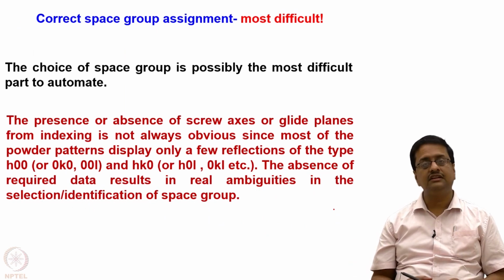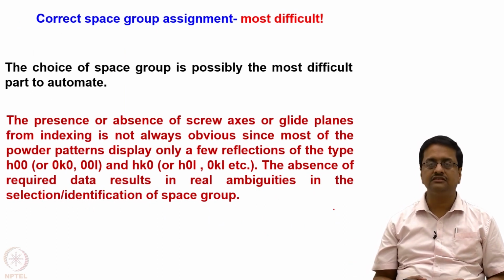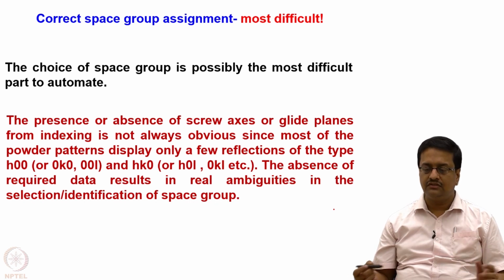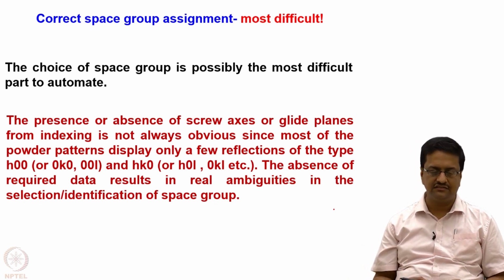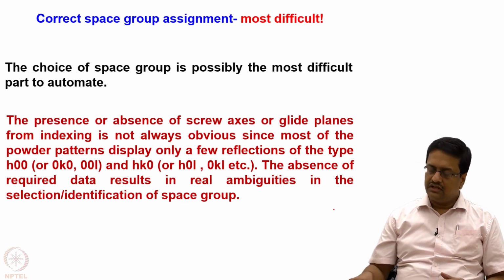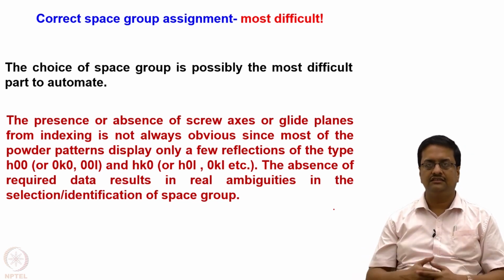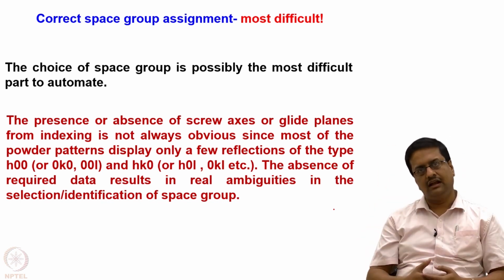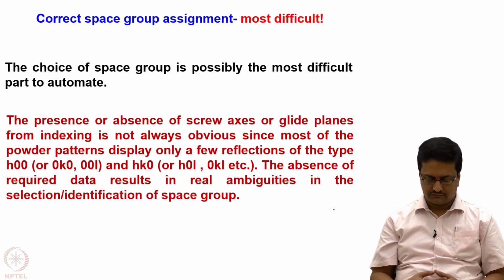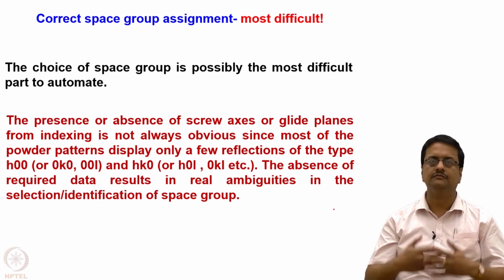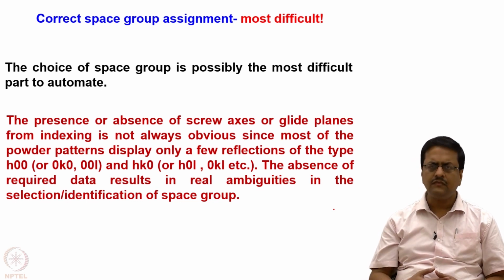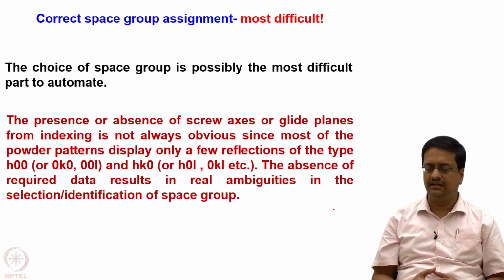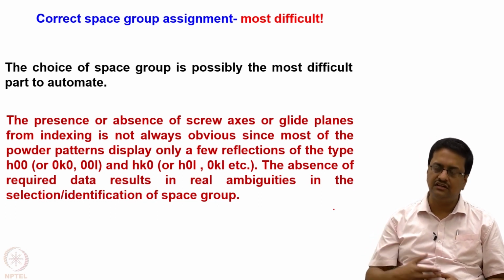Correct space group determination is the most difficult job here, because as you know, the choice of space group is based on systematic absence conditions. In case of routine single crystal X-ray data, you have a large number of HKLs. For example, you may have some 1000, 2000, 3000 reflections. So once we go through all those reflections, it becomes easy to identify the systematic absence conditions.